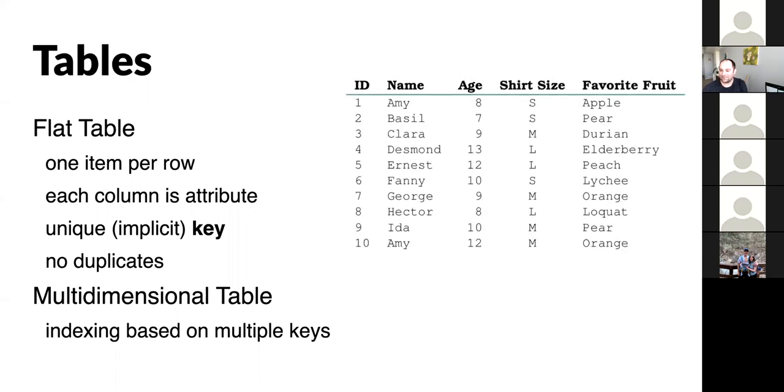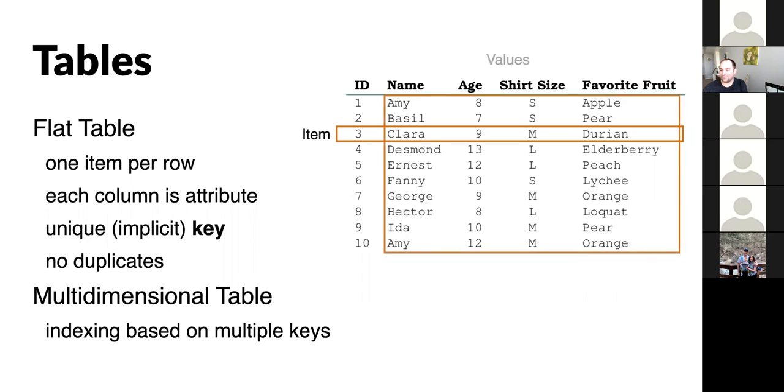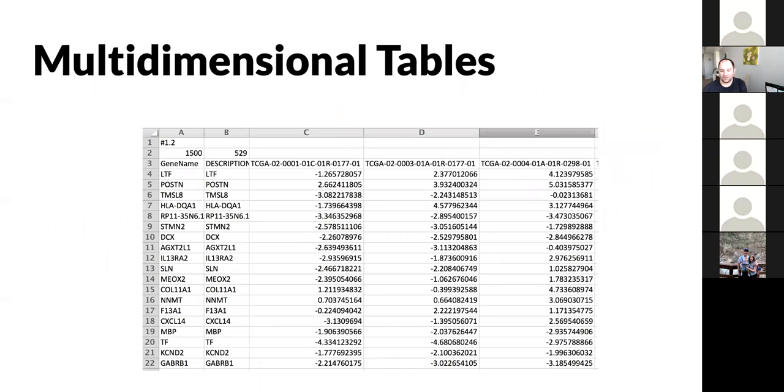So here's a flat table. We have the item again. Then we have all of the values and the attributes again. And then here we have our explicit keys. Okay, and so here would be an example of a multi-dimensional table.